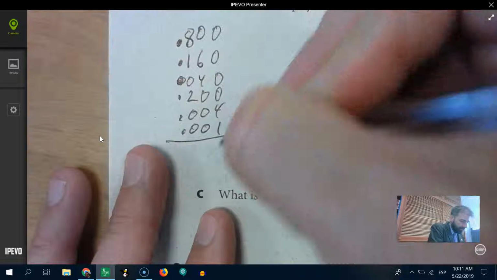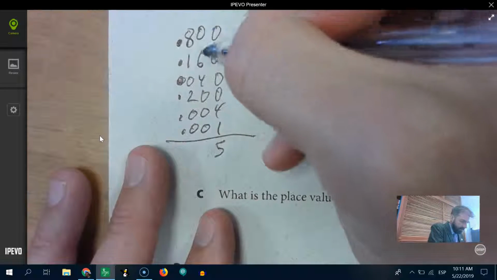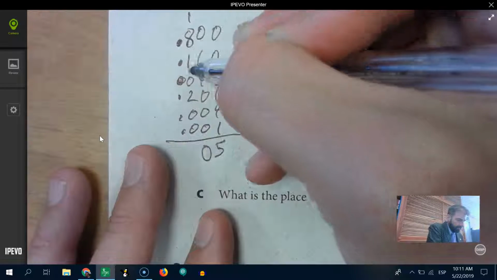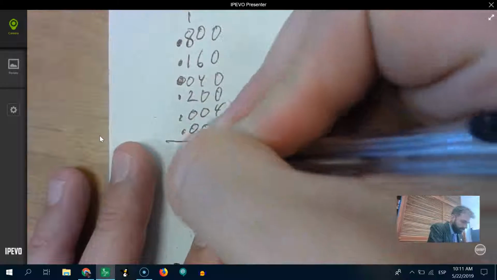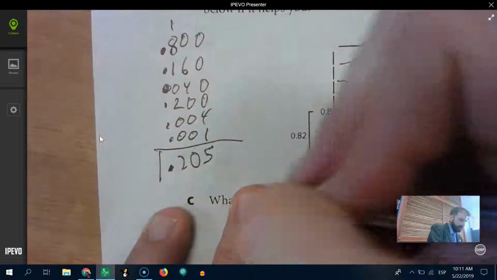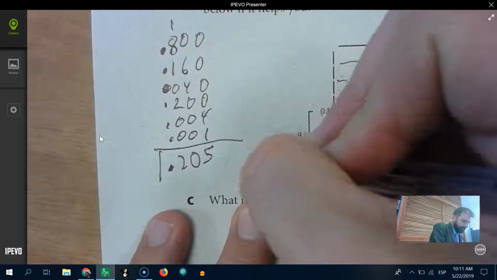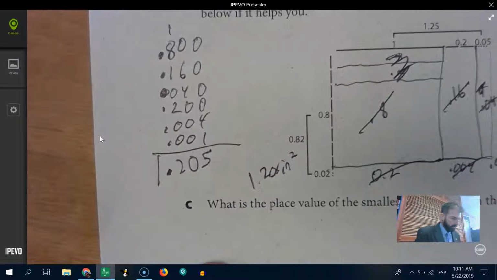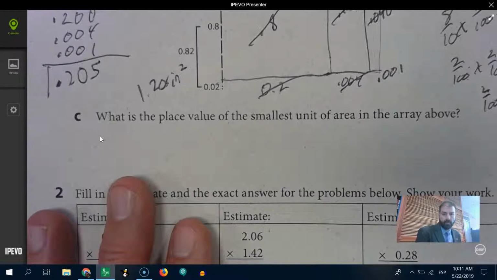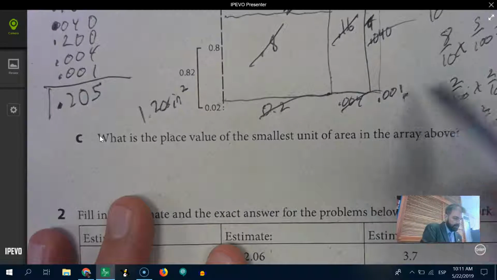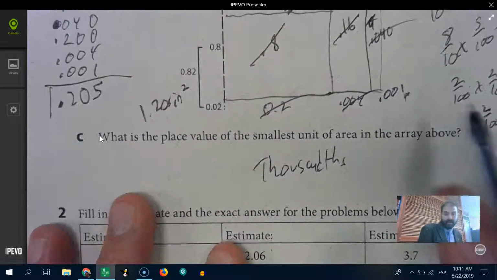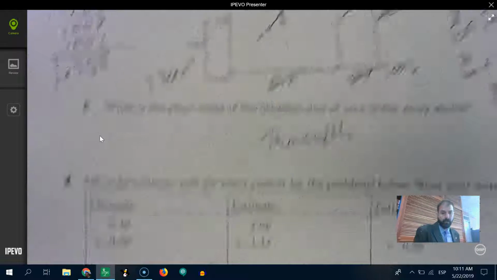So 0s, 4 and 1 is 5. 6 plus 4 is 10. 1 plus 8 is 9, plus 9 is 10, plus 2 is 12, and I have my decimal point. So 1 and 205 thousandths of an inch squared. What is the place value of the smallest unit of area? Thousandths. You could say 10 thousandths if you just kept this as a 0. That would be fine too.